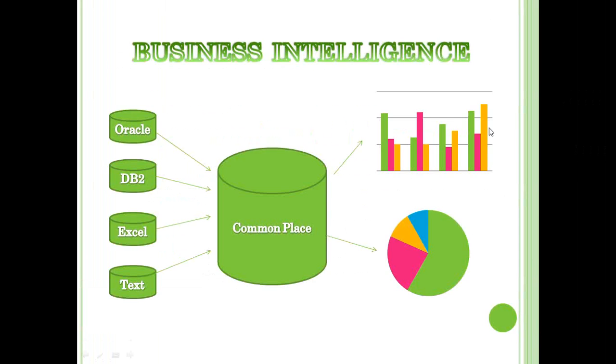So, this is the basic architecture. First, we need to load data from different types of sources like Oracle, SQL Server, DB2, Excel, and text files, and we integrate it into a common place. On top of the common place, we need to generate reports and dashboards. We need to prepare visualizations like bar charts and pie charts.